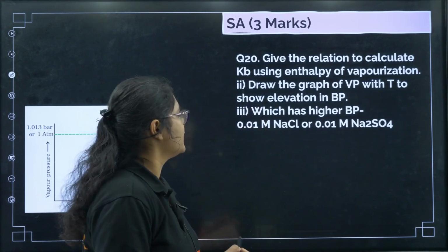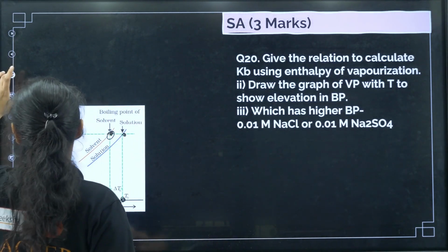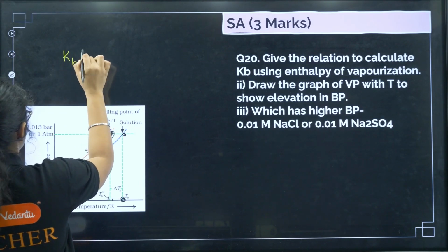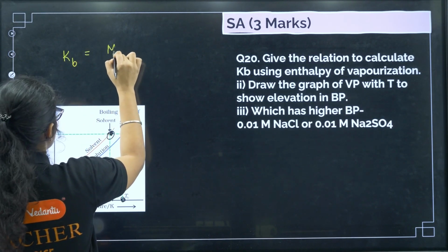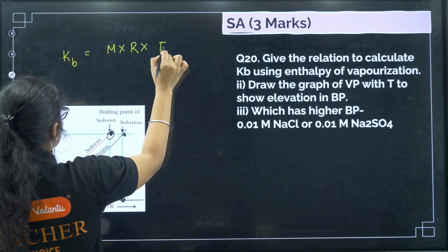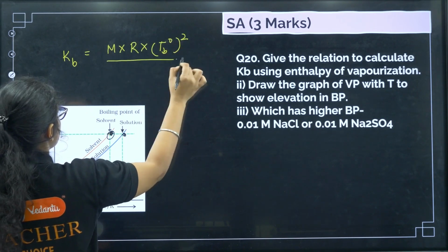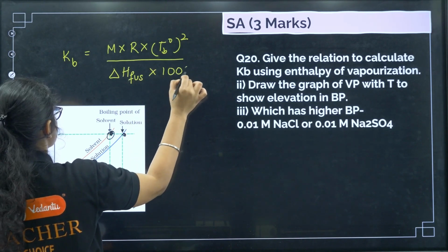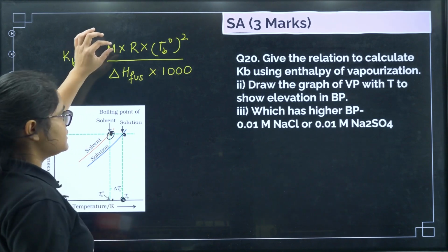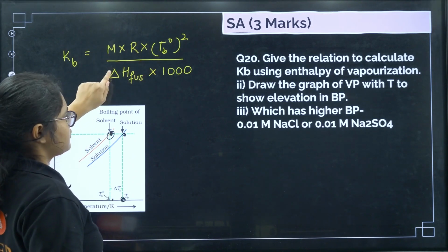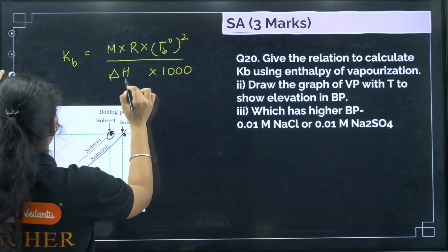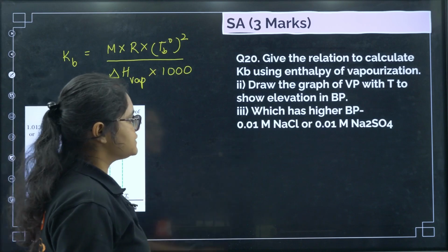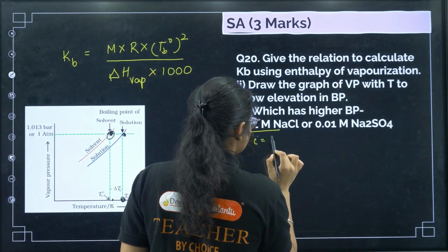Okay, so next, give the relation to calculate Kb using the enthalpy of vaporization. You can write like this: Kb is equal to M R T naught b square by delta H vaporization into 1000. Here M is the molar mass, R is the gas constant, Tb is the boiling point of the solvent. Sorry, not fusion here, vaporization.